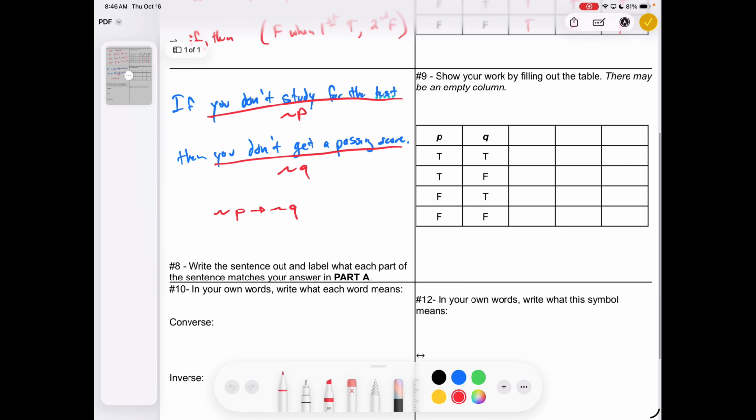Oh, I didn't fill out that chart, did I? What was it? Not Q and P, and then Q, not Q and P. So false, true, not Q and P. False, true, false, false, false. Oh, I was looking at false, true, false. False, true, false, true.